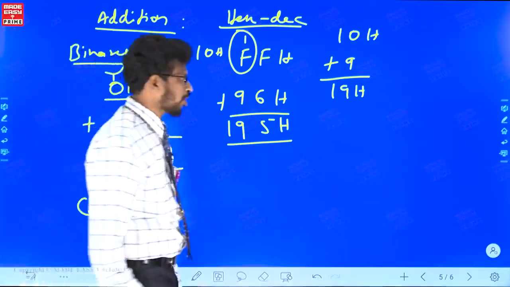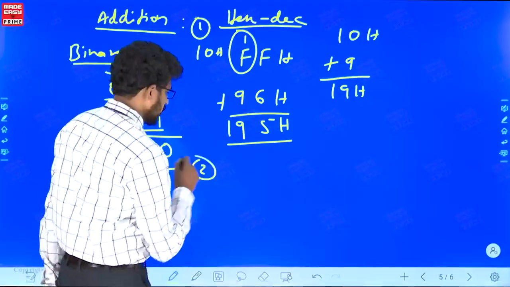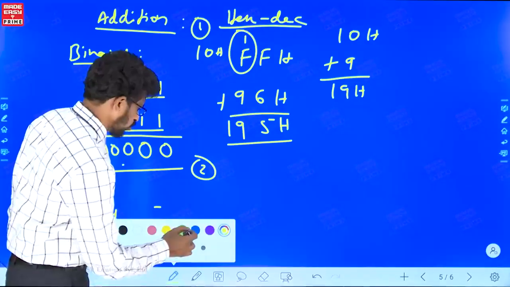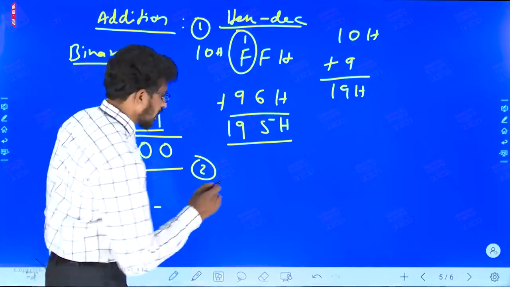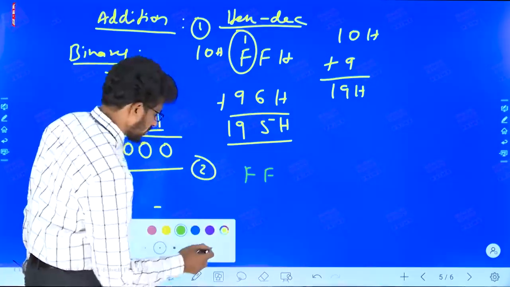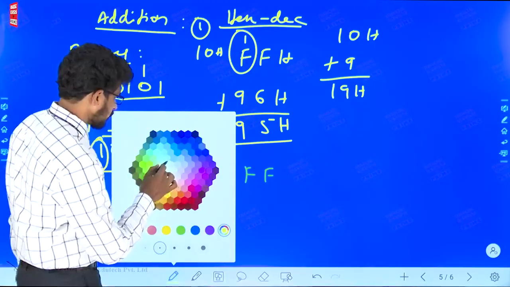Let us solve one more problem. So this is number 1 in hexadecimal. Say number 2, I am taking one more data. Let us see how to solve this other data. Take the other data as, say, F. Okay, one minute. Let me take some different color.